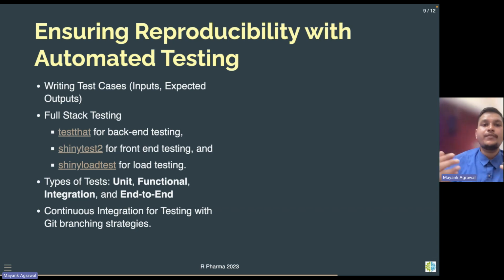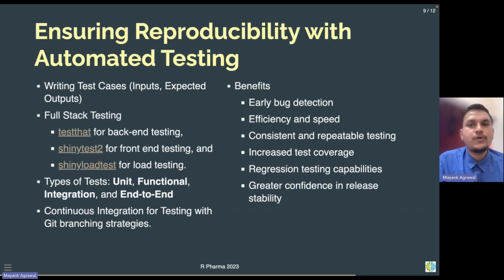So as soon as the self-development branches would be merged to development and then to master or main, the automated pipeline for testing would kick off and we would get all the test results within a few minutes. Some of the key benefits of this were, we were able to identify bugs very early. We had increased speed and efficiency. We were able to do consistent and repeatable testing and increase our test coverage.